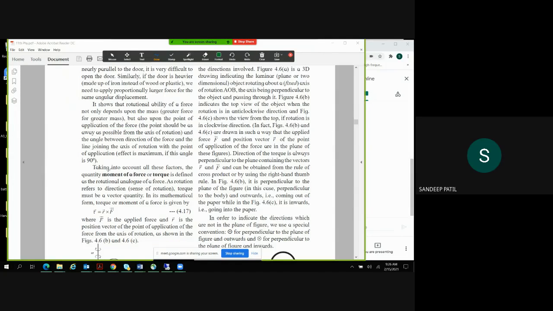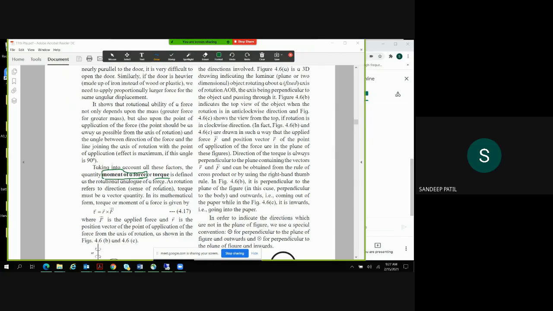Taking into account all these factors, the quantity moment of force or torque is defined. So what is meant by torque? So this is moment of force. This is not momentum. Okay, so you have to be very careful about what is meant by moment of force. So this is moment, right? Or torque. We can simply call it torque, defined as a rotational analog of force.